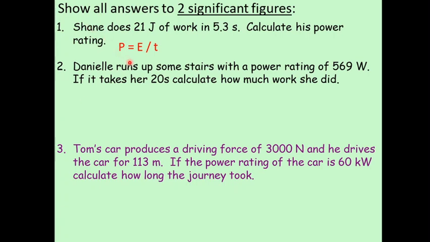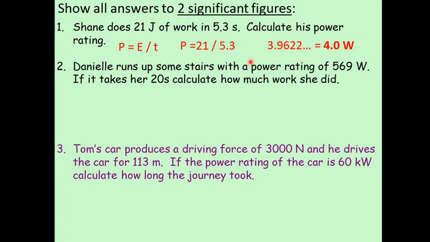To do that, first thing we need to do is recall the equation for power. So power is work done or energy divided by time taken. Then we want to substitute in the work for the energy here. So 21 divided by the time, which is 5.3, and then perform the operation, and 21 divided by 5.3 is 3.9622, and so on and so on. On the calculator, it's a long number.